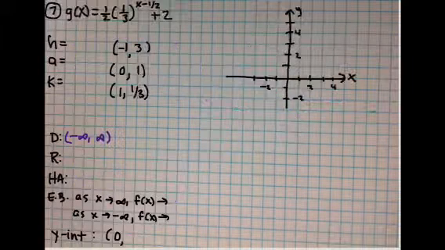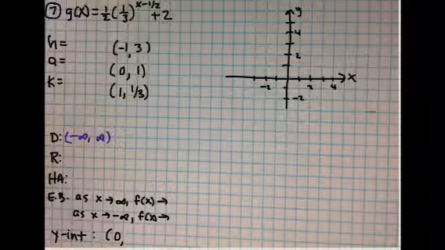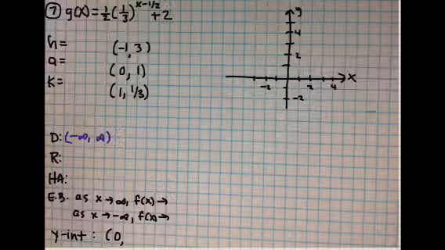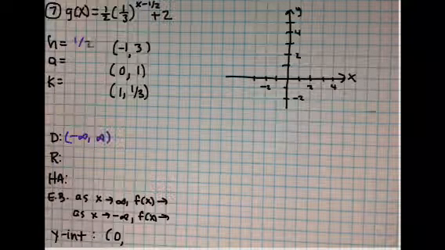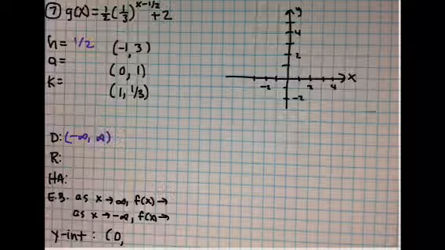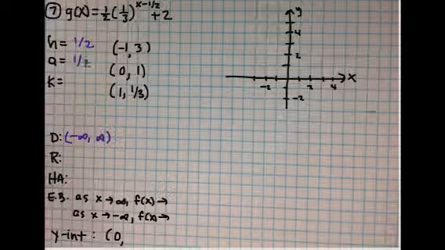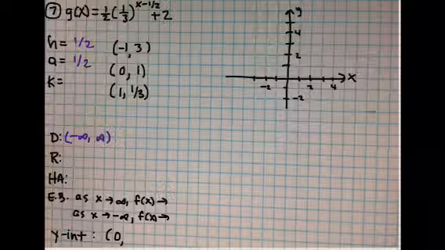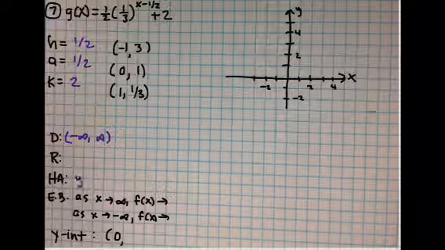Okay, that's it. Alright, for number 7, the h is 1/2. The a is also 1/2. It's a coefficient right here. And then the k is positive 2. So that gives me a horizontal asymptote of y equals 2.